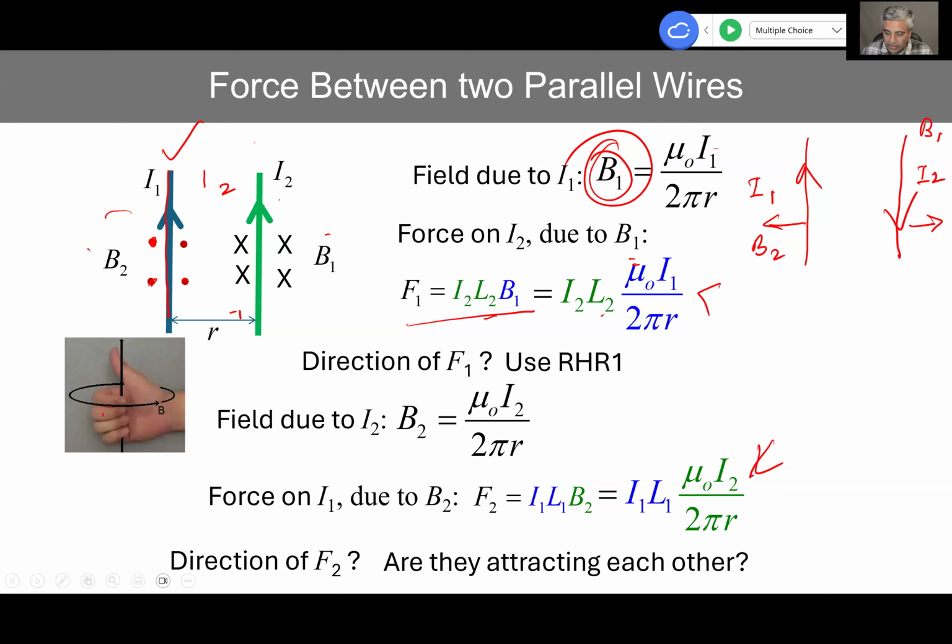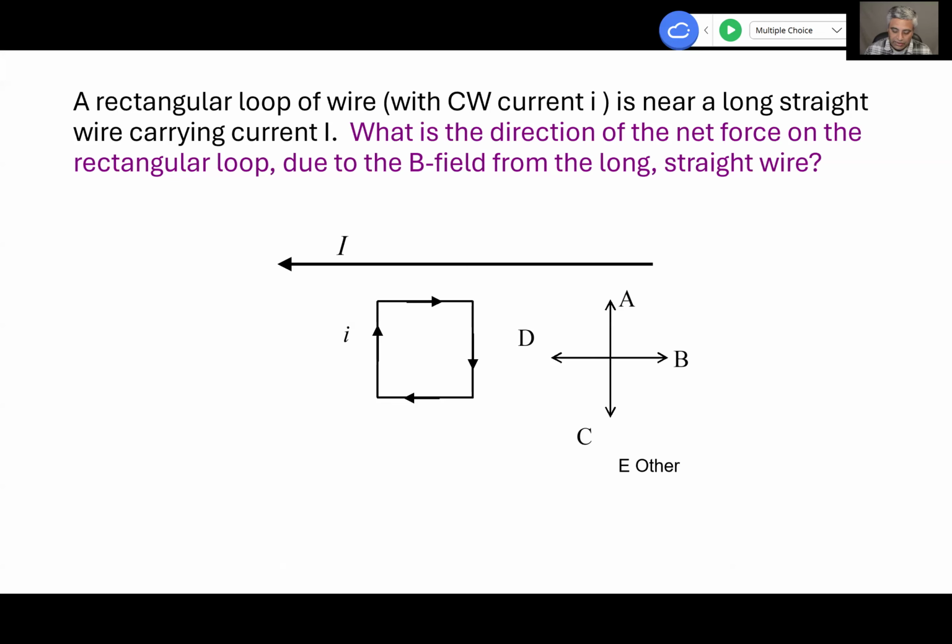And there is more for you here. Now there is one current-carrying wire, so it's going to produce a magnetic field. That means this loop here is sitting in a magnetic field produced by this wire, so the loop may experience a force. Now the question is, what is the direction of the net force on the rectangular loop due to the field from the long straight wire, this one? The choices are here.